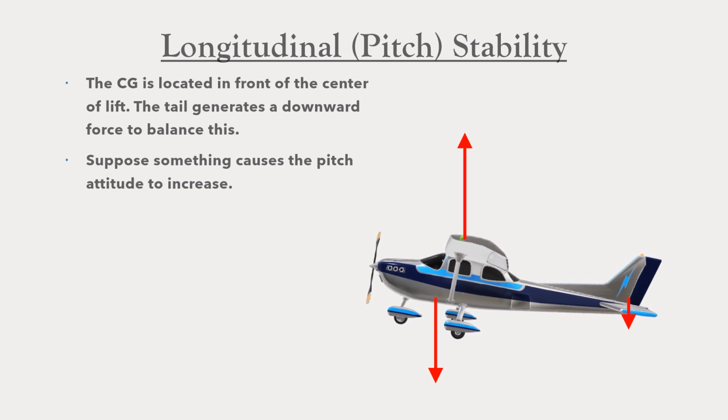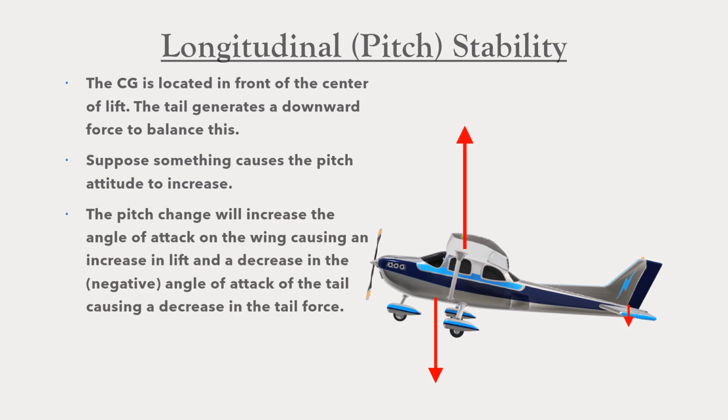Now let's consider some disturbance pitches the aircraft to be more nose up. That pitch change makes the angle of attack greater on the wing, and it makes the angle of attack on the tail less negative. So the tail force goes down and the wing lift goes up. Both of those things tend to create a moment around the center of gravity, which tends to push the nose back down. So that gives us our static stability in pitch.